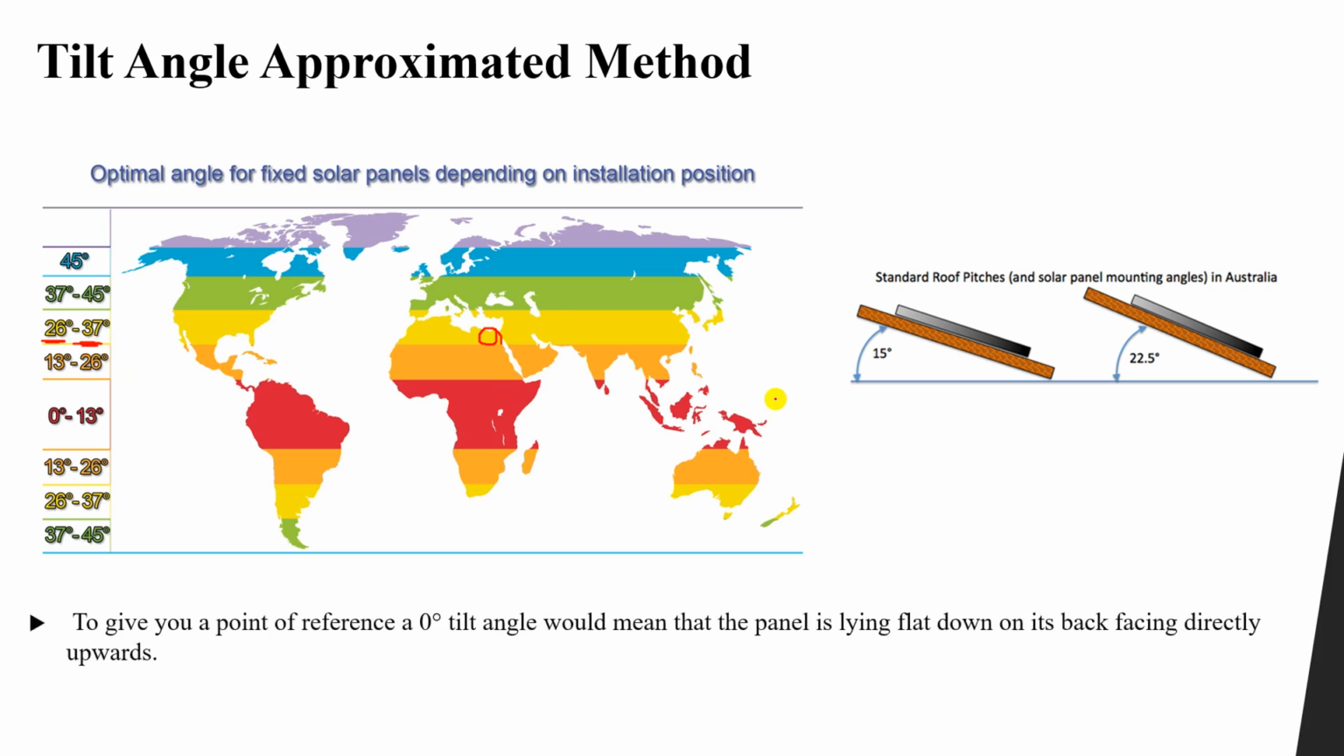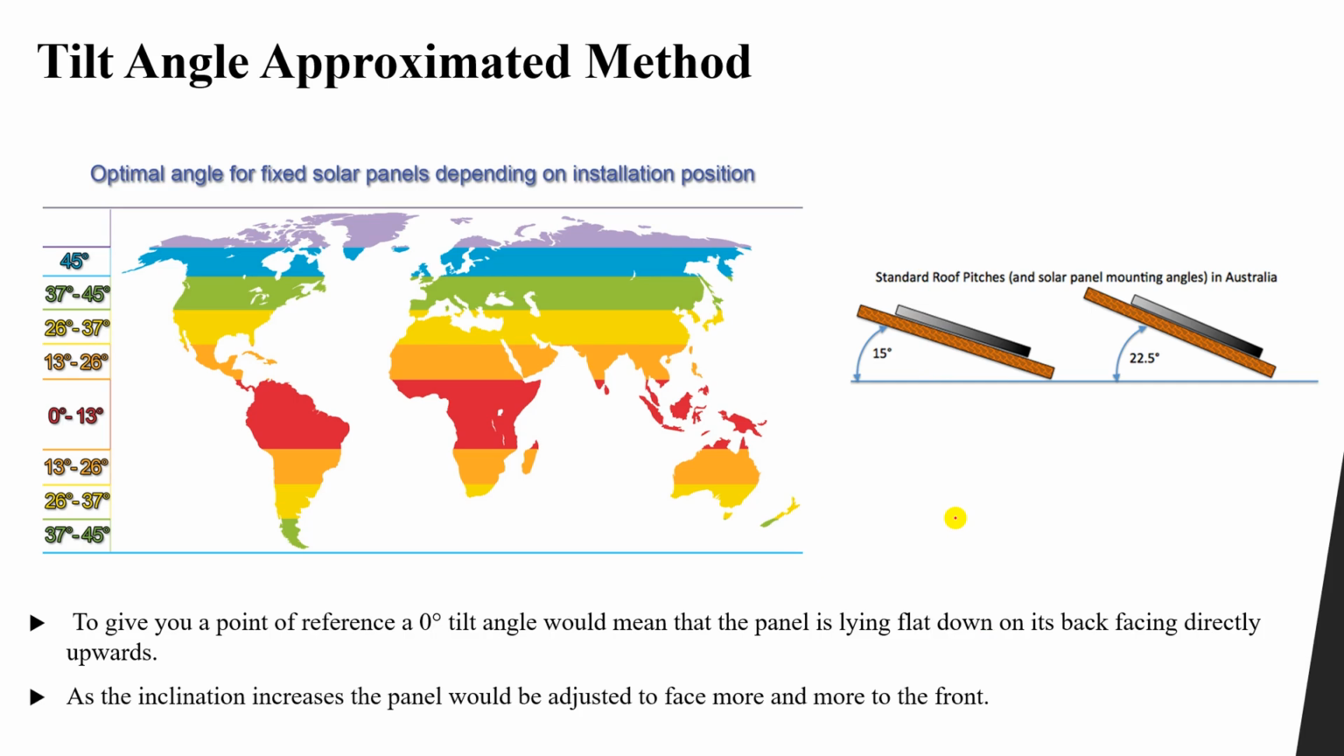To give you a point of reference, here you have 15 degrees between the panel and the ground. A 0 tilt angle means that the panel is lying flat on its back, facing directly upwards. As the inclination increases, the panel is adjusted to face more and more to the front. As you can see, when we increase this angle, it is more to the front. Increasing the inclination means like this, and so on.